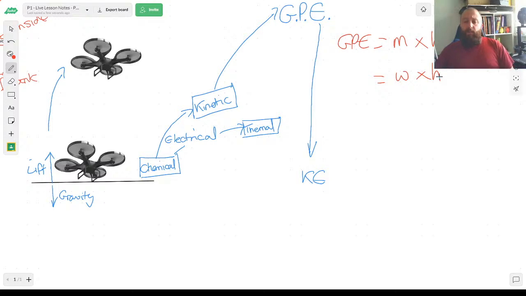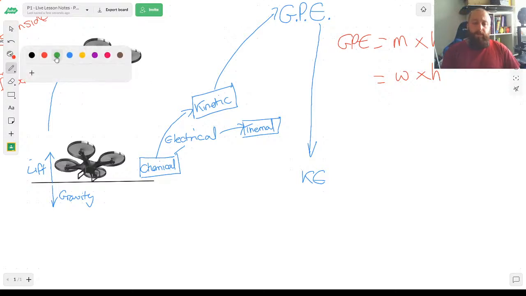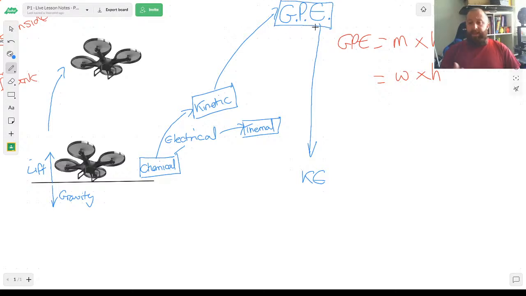So that's just an example that we could do. We're having to look through what store we've started with, and then we're working out those stores of energy as we work our way through. So if there's any confusion with any of that, let me know. But hopefully that does make sense.